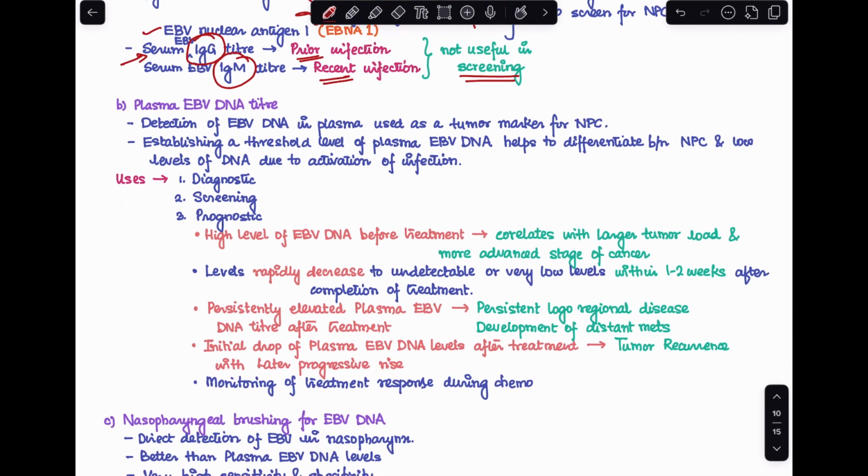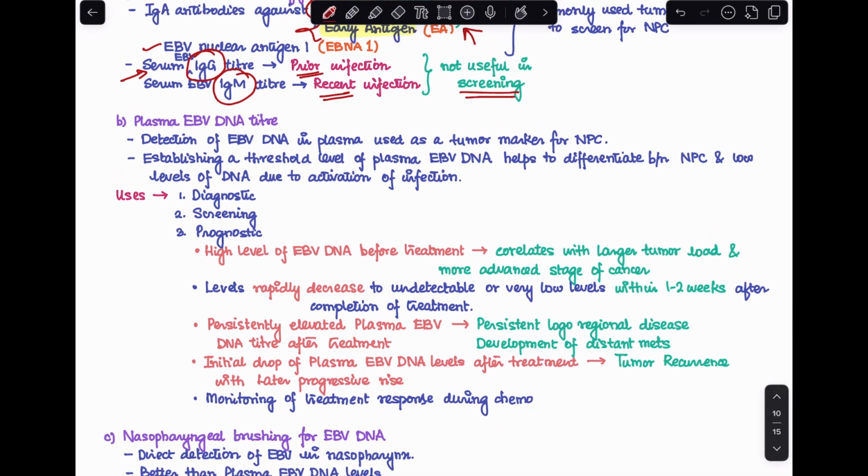Next is plasma Epstein-Barr virus DNA titers. Now, DNA titers are not only useful as a diagnostic test, they also help you in screening for cases of nasopharyngeal carcinoma. And the third use over here is a prognostic use. It will help us in following up after treatment. So, EBV DNA titer is a tumor marker that is very important in case of nasopharyngeal carcinoma.